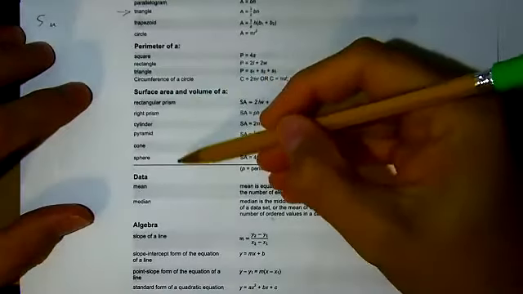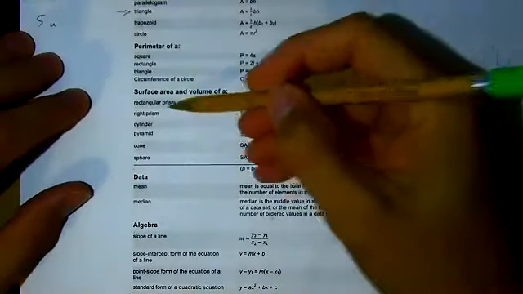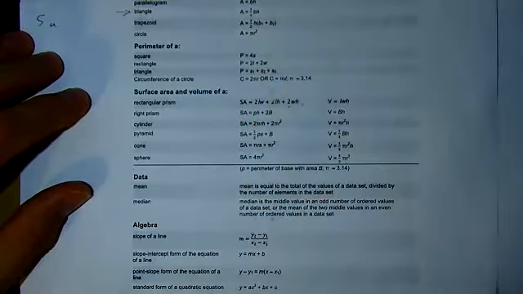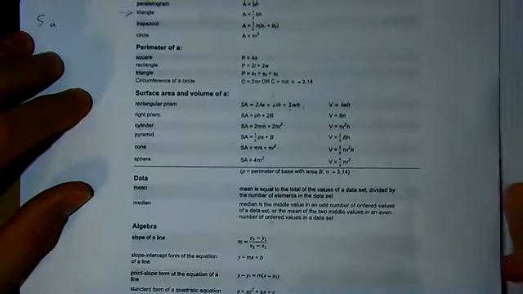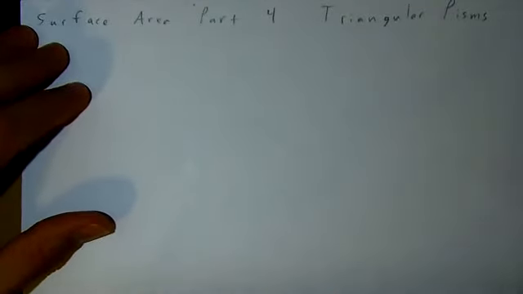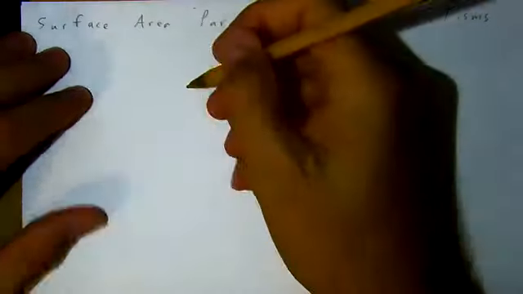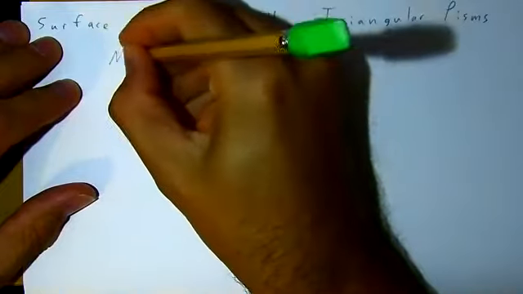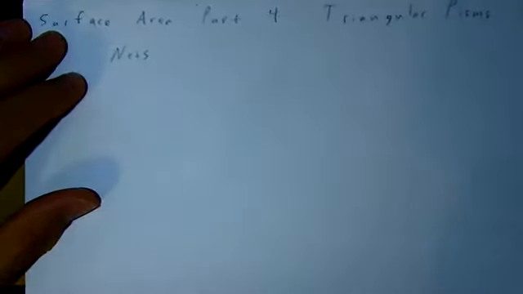So here are all your shapes. You'll notice if you look over here, there's nothing that says rectangular prism. There's a reason why. They want you to solve this using what's called nets. I'm going to explain what those are.